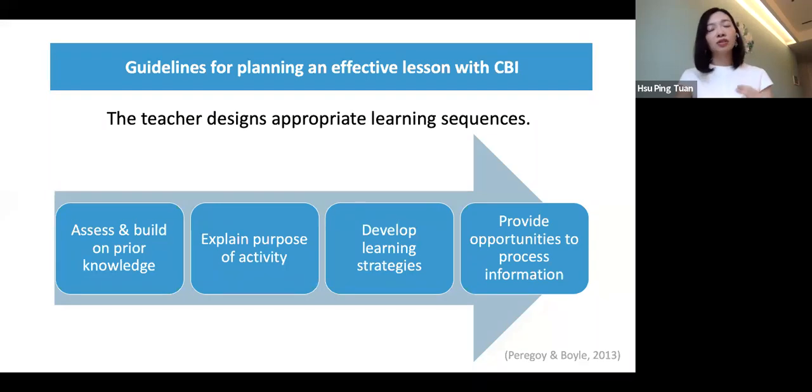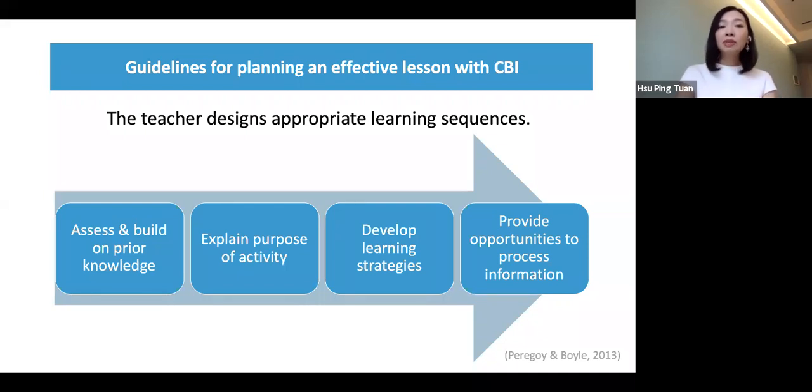assess and build on students' prior knowledge. And then the teacher will explain the purpose of activities. After that, we will help students to develop learning strategies, and also we will provide students with a lot of opportunity to practice their language and also the content.